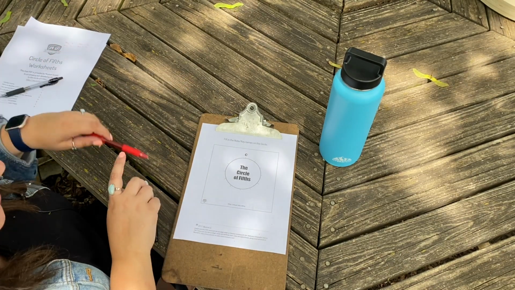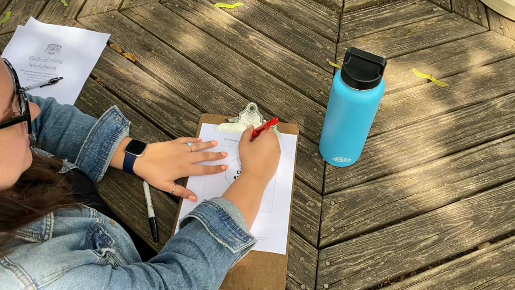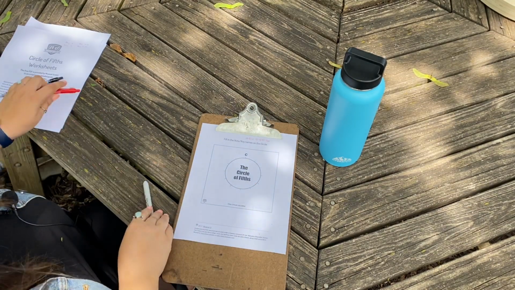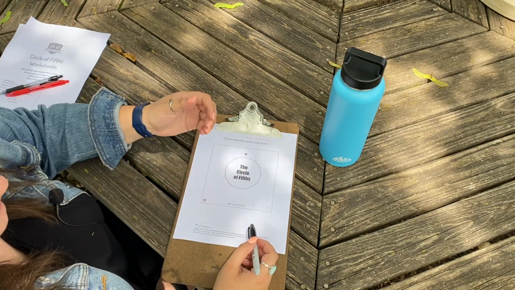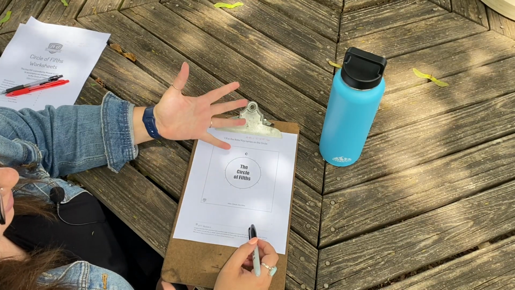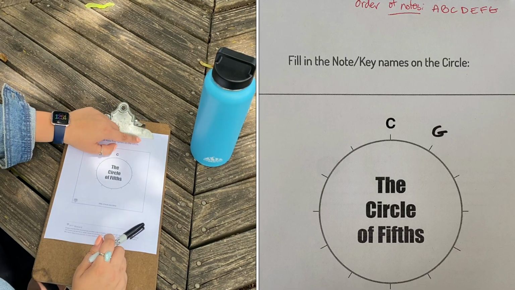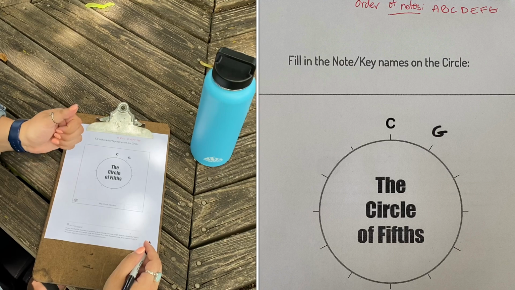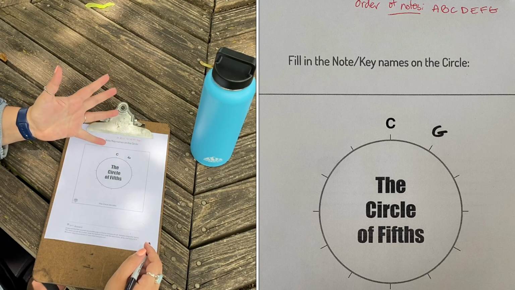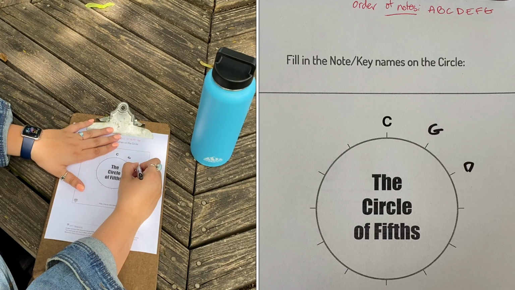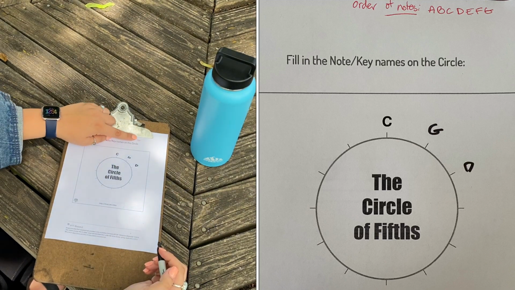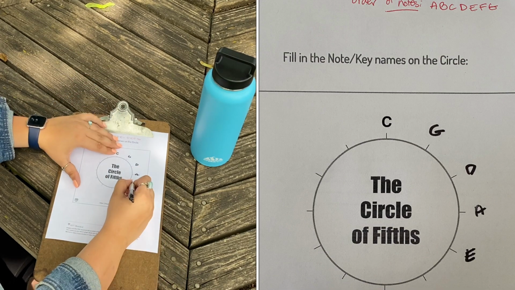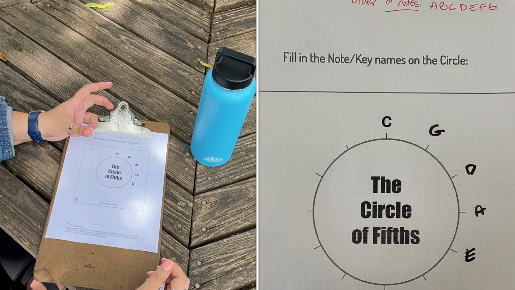Now, it may be helpful to write the order of the notes. So A, B, C, D, E, F, G. And we're always going to count by 5. So C, D, E, F, G. That's by 5. So G is our next scale. So G, A, B, C, D. That is our next one. And then D, E, F, G, A for A major. Then A, B, C, D, E. E, F, G, A, B.